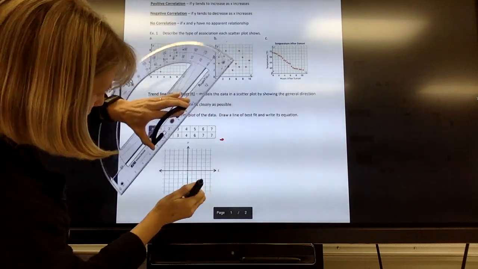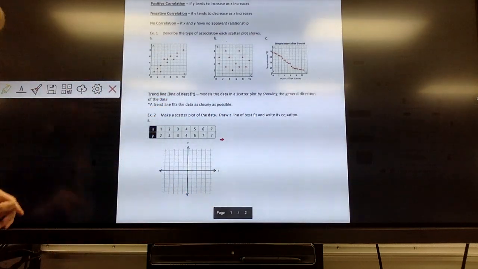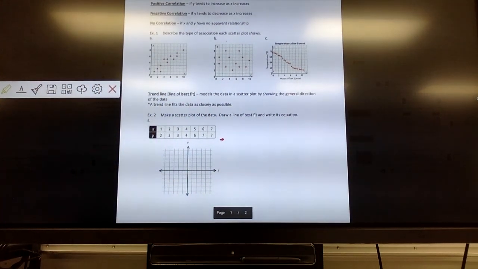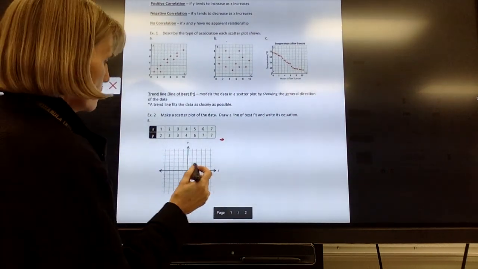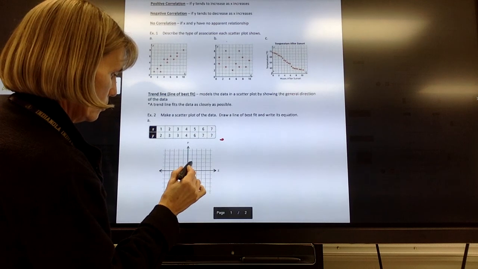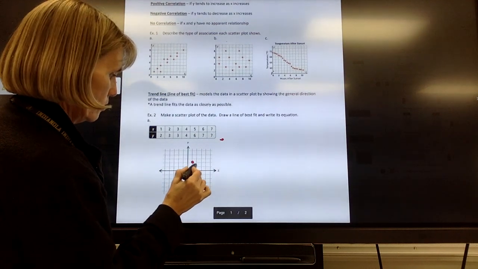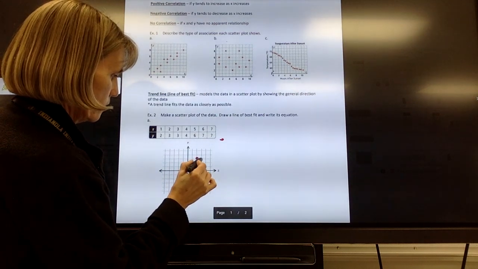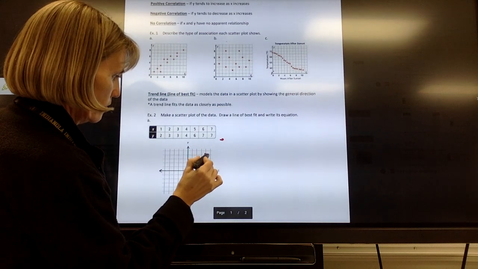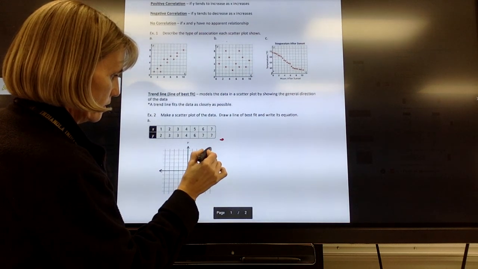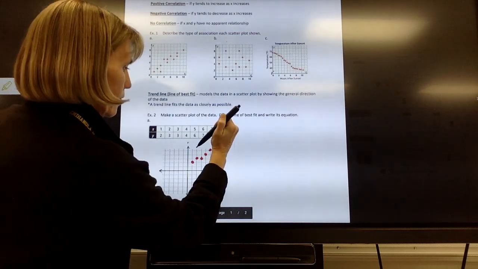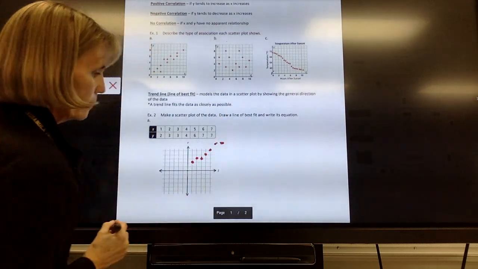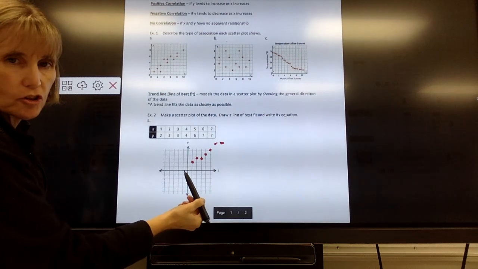And I lost all my points. Okay, can't do that. Let me go back and let me graph that again. So I'm going to do 1, 2, 2, 3, 3, 4, 6, 6, 7, 7, 7. Okay, so you're going to adjust your straight line.